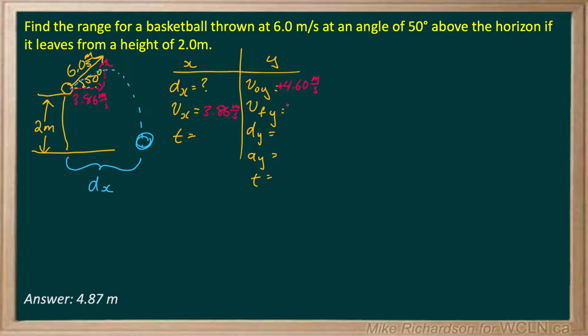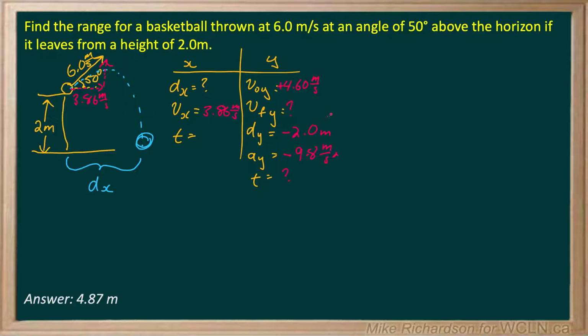Now, we don't know v final. dy, because I'm starting higher than I finish, would be a vertical displacement of -2. The negative is important. And as usual, our acceleration is -9.8 meters per second squared. And we don't know time. Now, in order for us to solve for dx, we need time. So we want to focus on this column and solve for t.